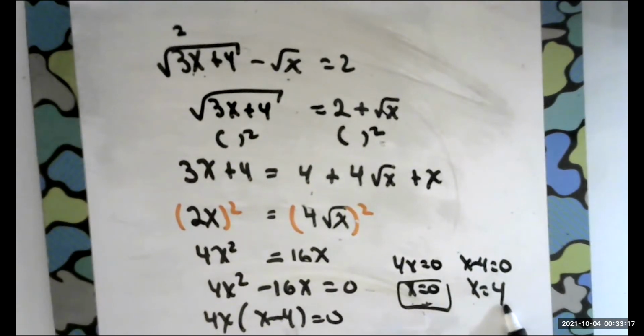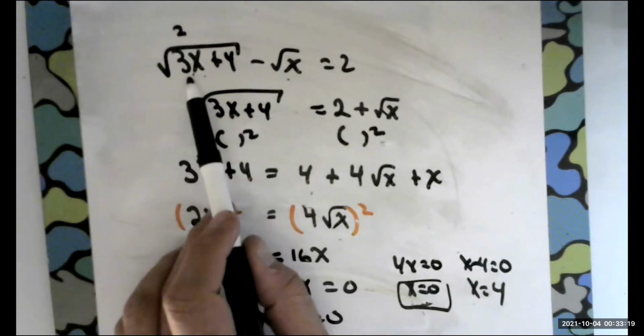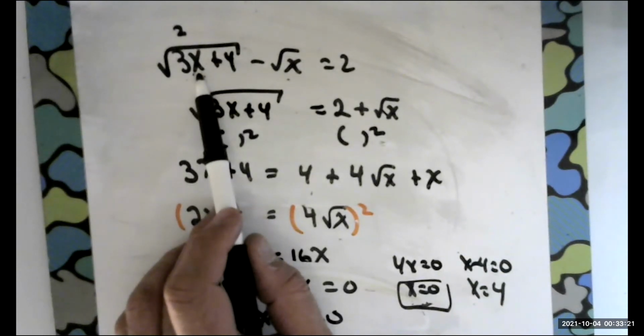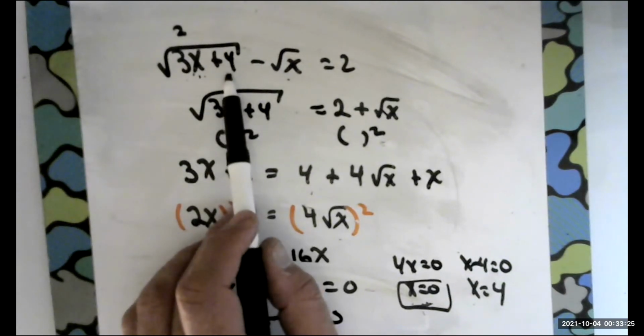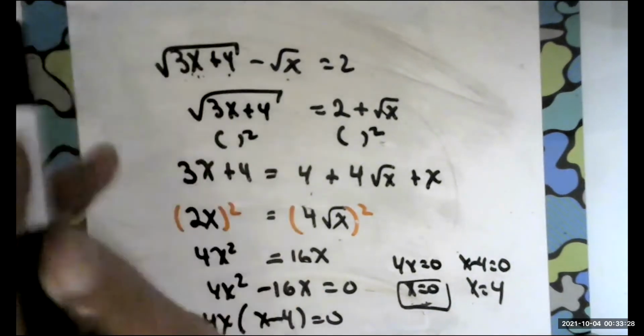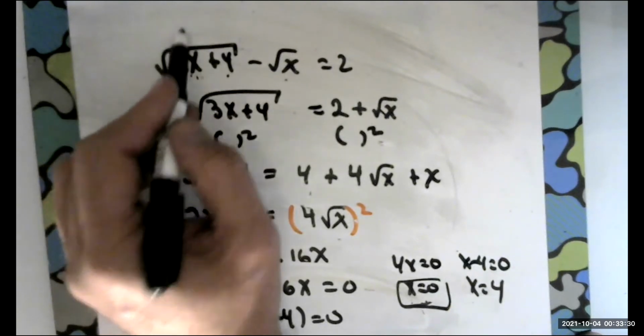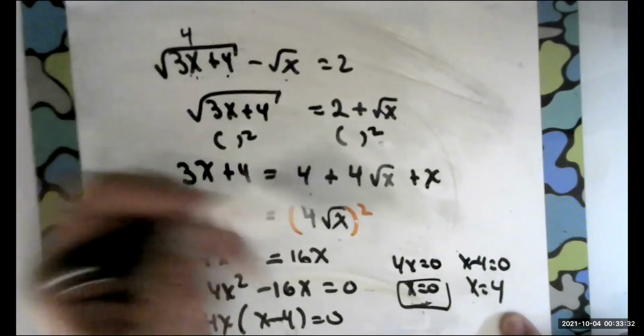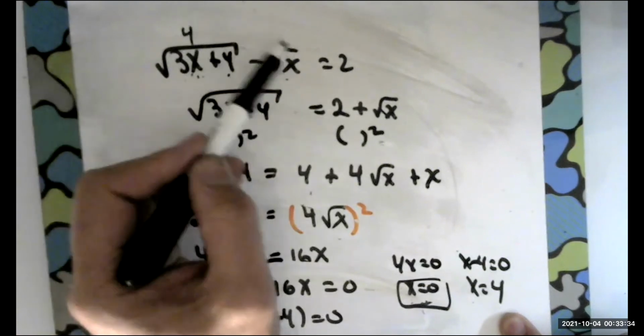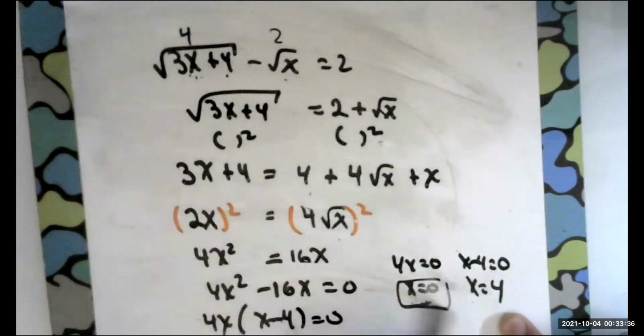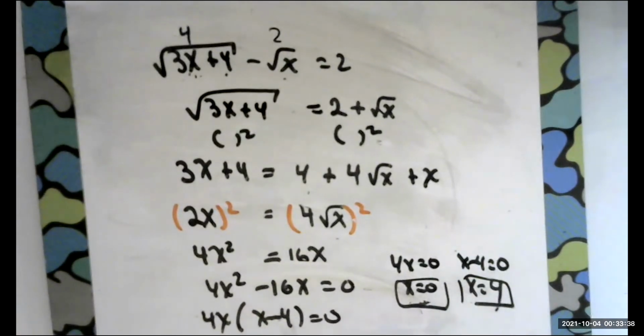Let's go ahead and try 4. 3 times 4 is 12. 12 plus 4 is 16. Radical 16 is 4. When x equals 4, the square root of 4 is 2. 4 minus 2 is 2, and 2 equals 2. So we accept both numbers. That will be the answer. There are 2 solutions, x equals 0 and x equals 4.